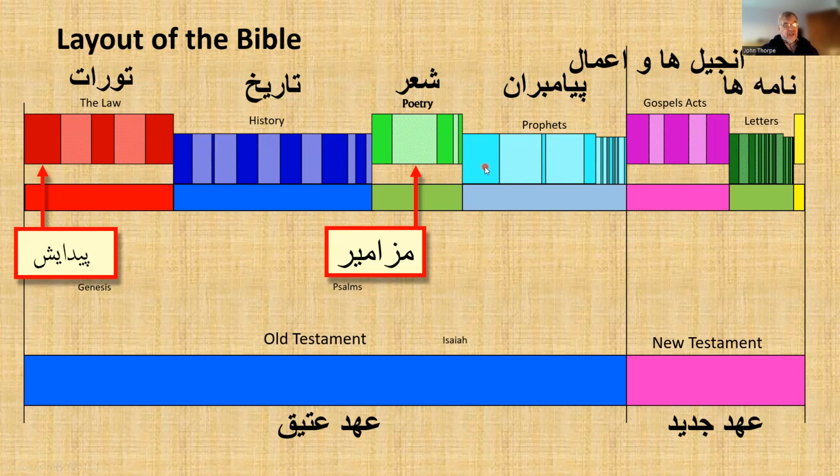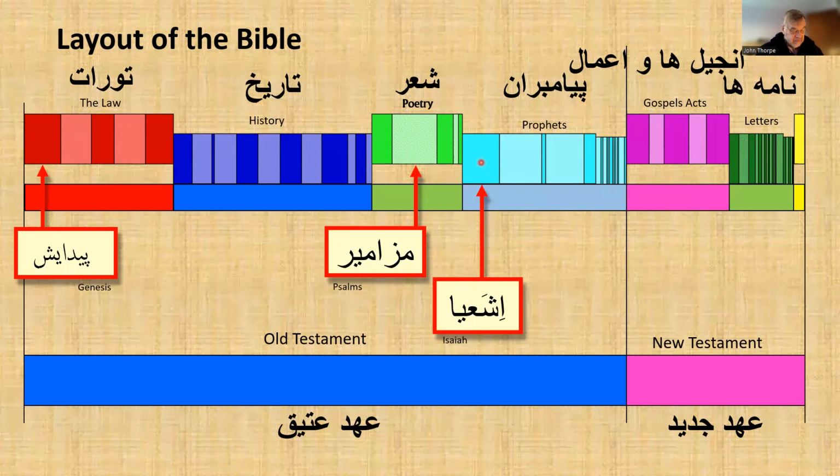And then the last section is a set of books, each book written by a different prophet. The first of those is the book of Isaiah. But there are many of them, and at the end, these are called the little prophets. There are 12 of them, and they're much smaller than the four big ones.